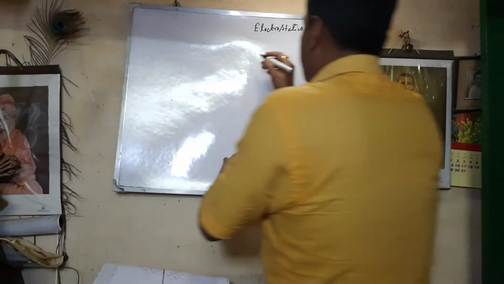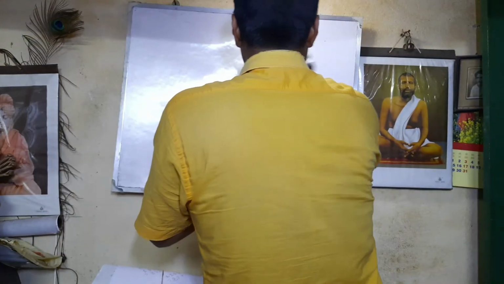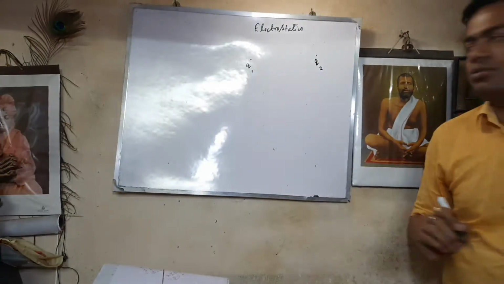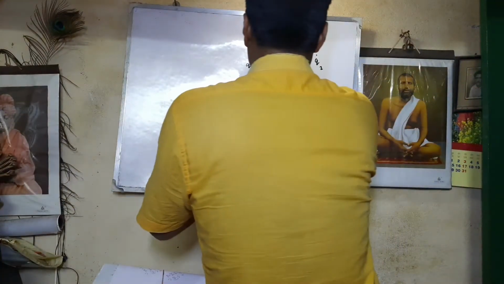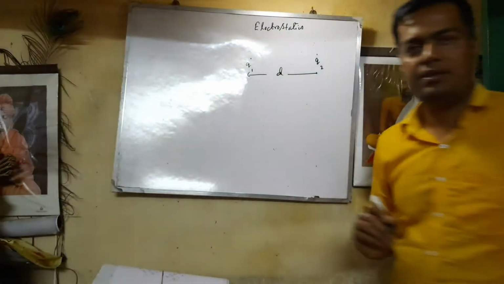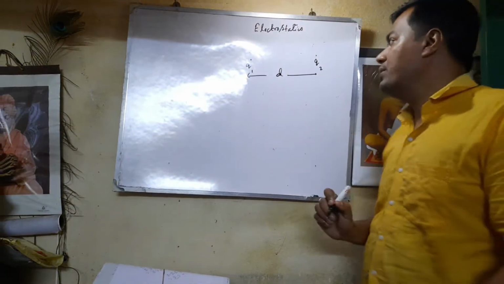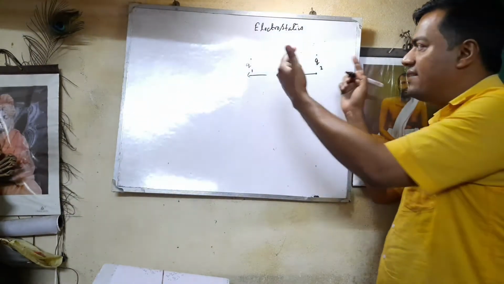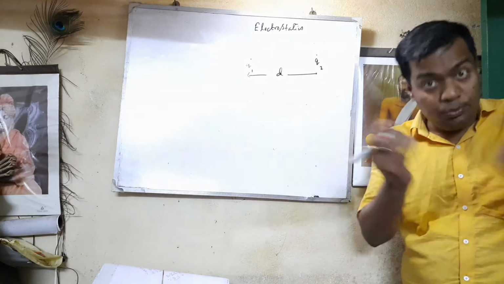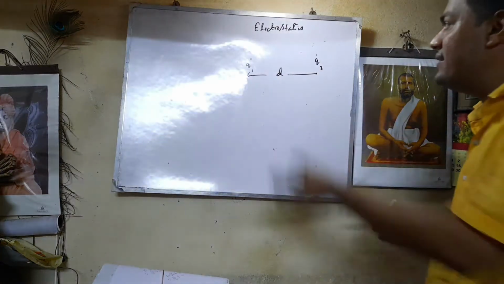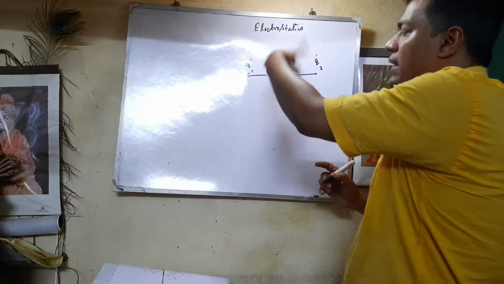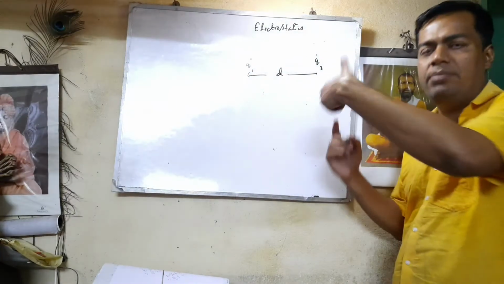Let two point charges, Q1 and Q2, be separated by a distance d in air. We know that if they are same polarity charges, then they will repel, and if they are opposite polarity charges, then they will attract. That means if they are both positive or both negative, there will be repulsion, or if one is positive and the other negative, there will be attraction.